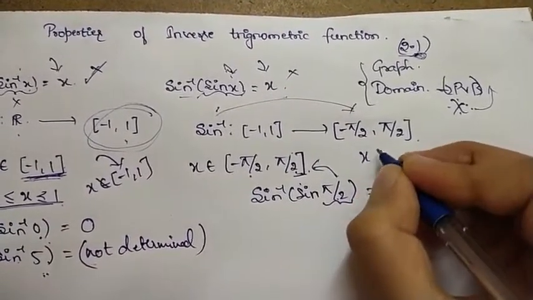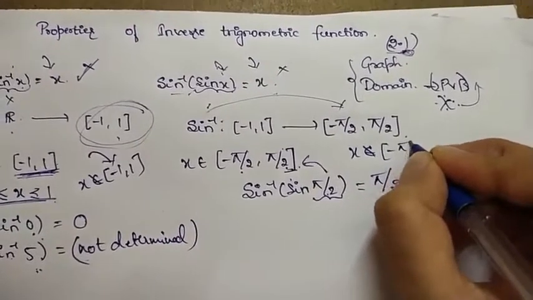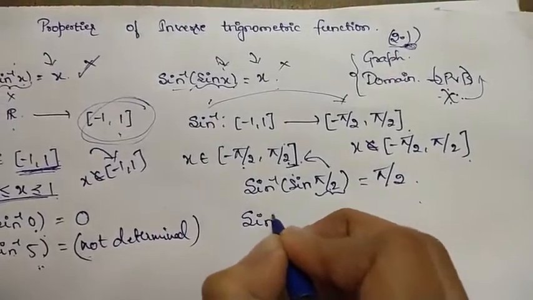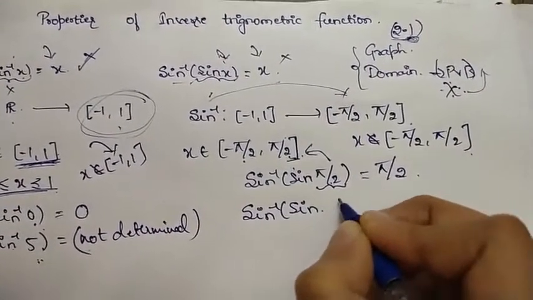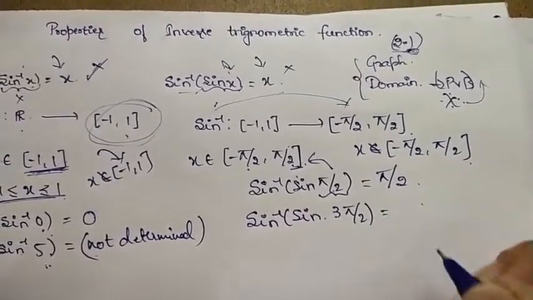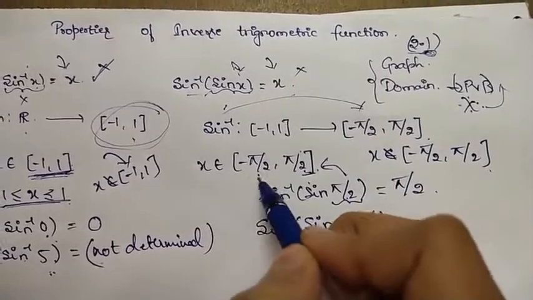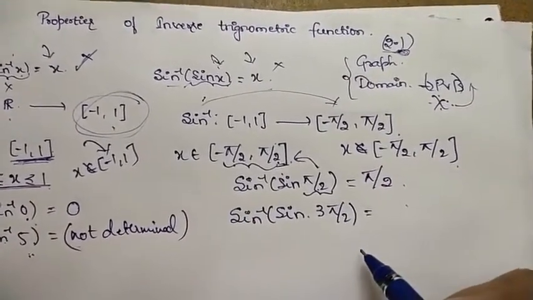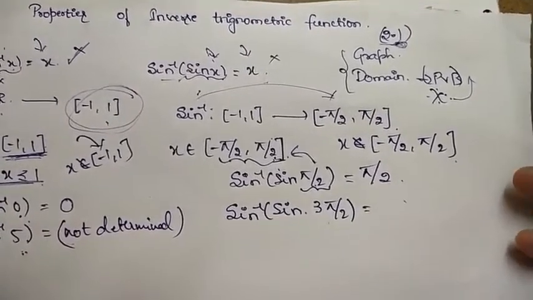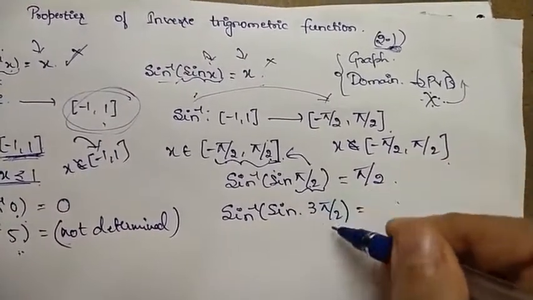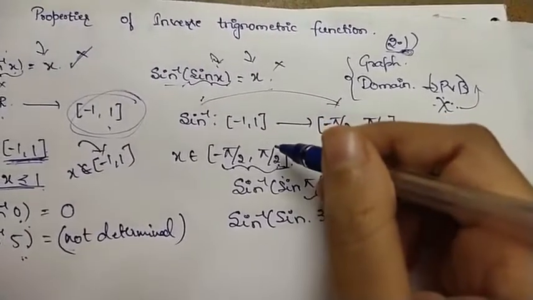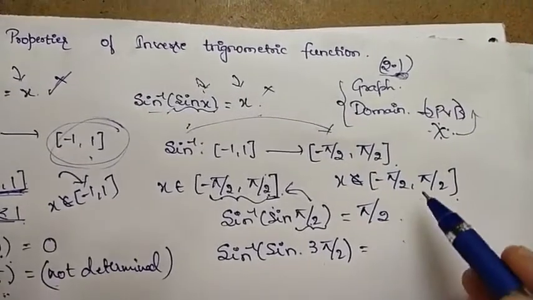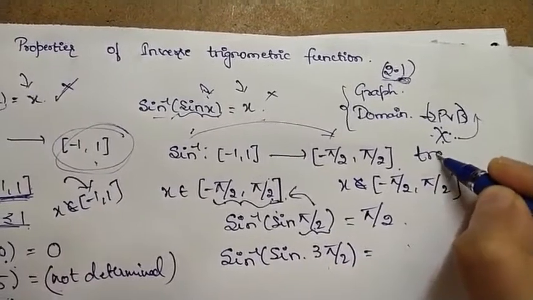Suppose our x does not belong to the interval from minus pi by 2 to plus pi by 2. Suppose I have written sine inverse of sine 3 pi by 2. Obviously 3 pi by 2 does not lie in this interval. In this case we can't simply say it cannot be determined. Suppose the angle does not belong to our principal value branch, then we are going to transform that angle.